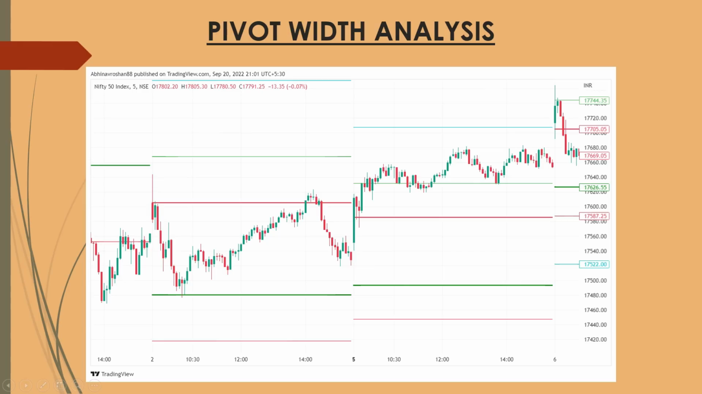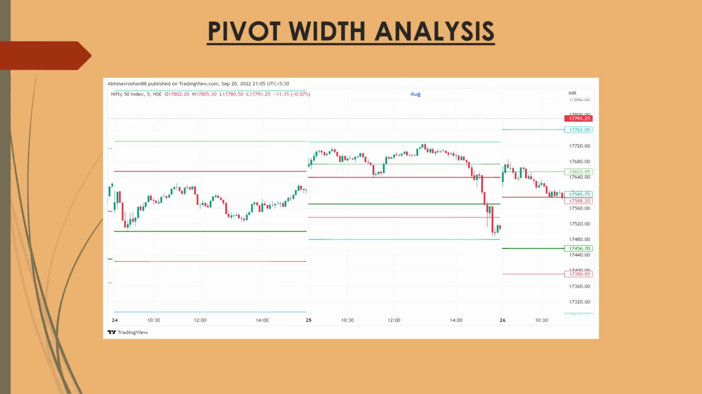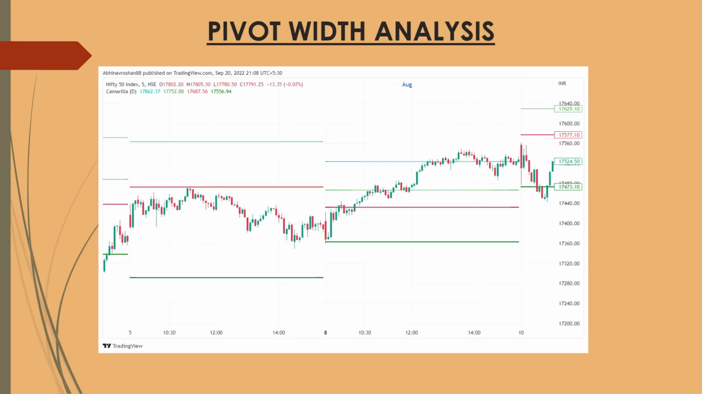This is a narrow pivot width. This is a wide pivot width, eventually causing a breakout trade. This is a wide pivot width. This is a narrow pivot, resulting in a breakout.